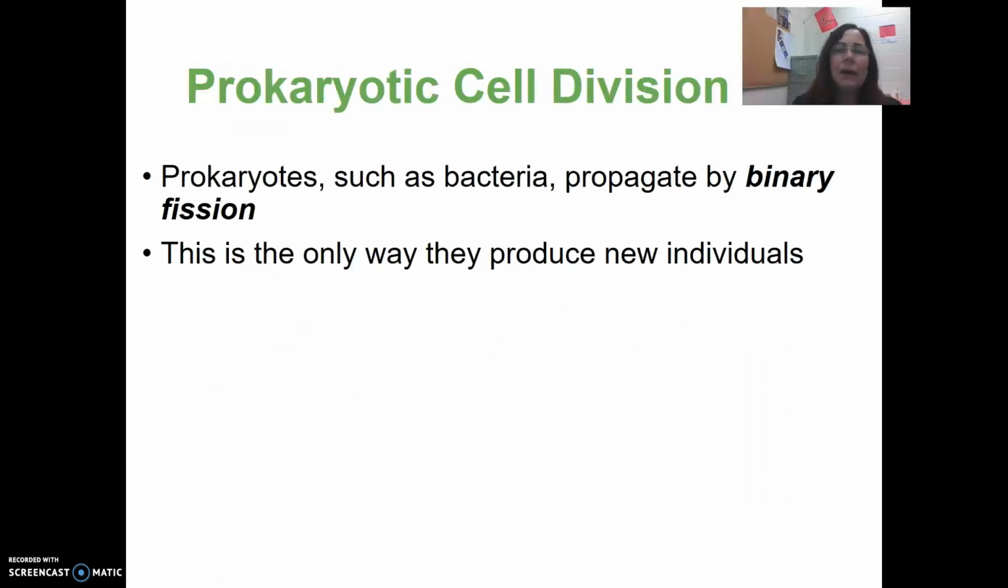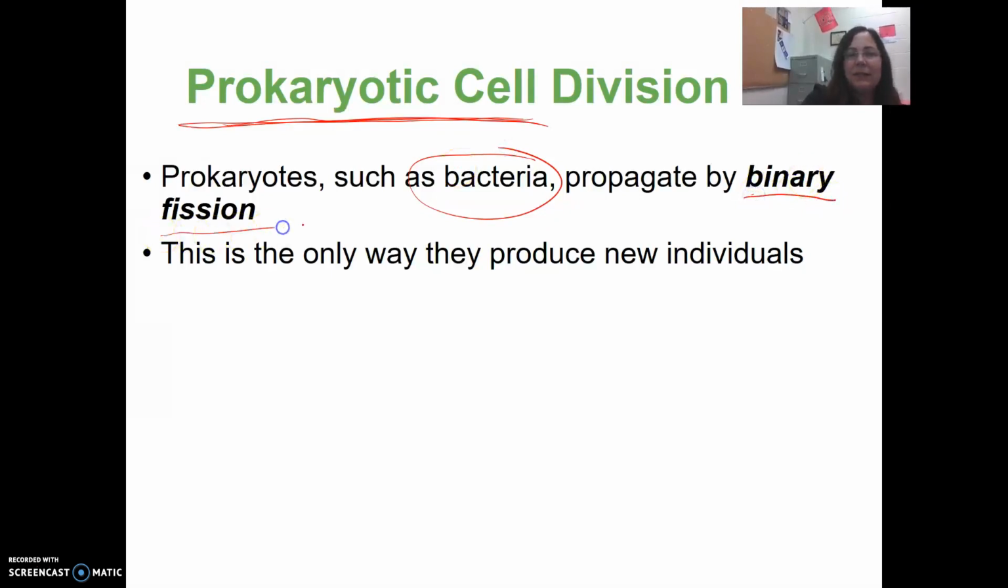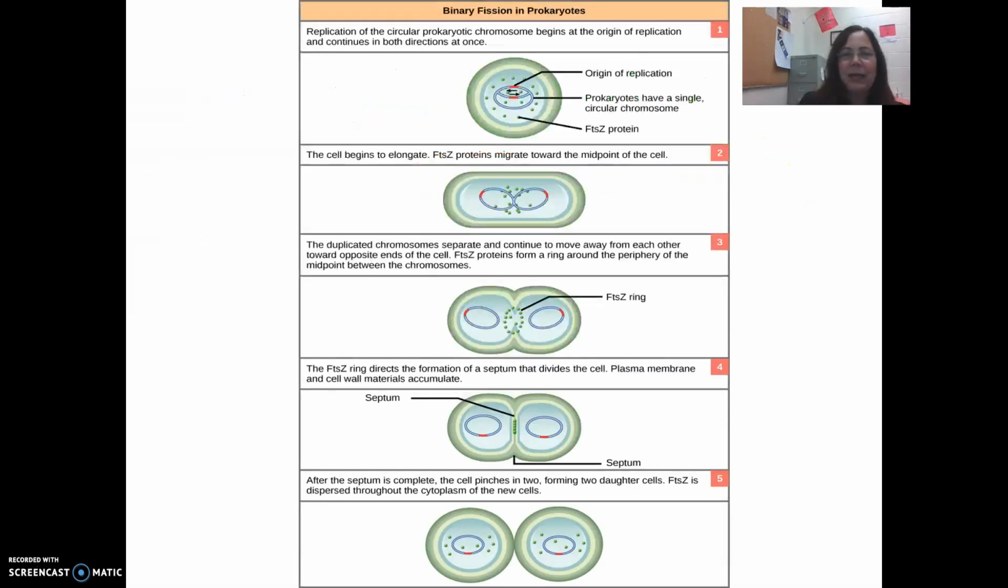Okay, so moving on, we really have focused on the cell division of eukaryotic cells, but prokaryotic cells divide as well, and cell division in prokaryotic cells, such as bacteria, is called binary fission. Binary means two, fission means split, so that word literally means to split in two. And this is how that process works.